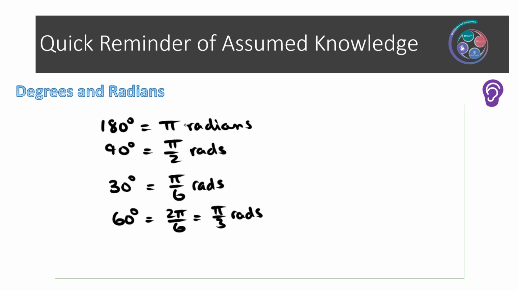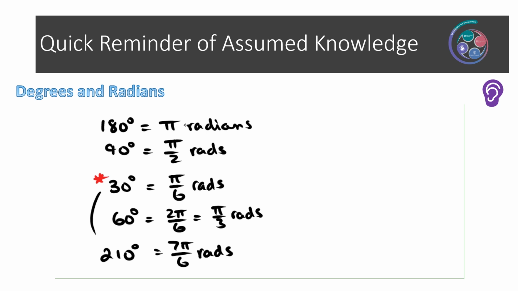If I go a wee bit more complicated, I'm looking for 210 degrees. Well, how do I get 210 from 30? By multiplying it by 7, so that'll be 7 pi over 6 radians. So a good one to remember is the 30 degrees.